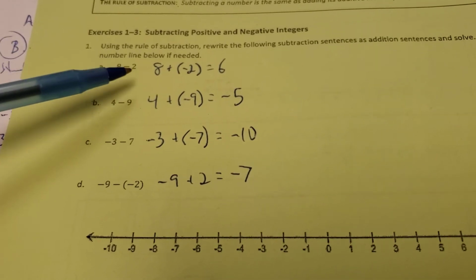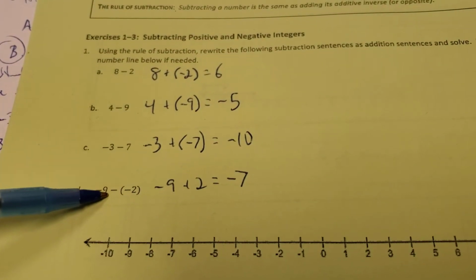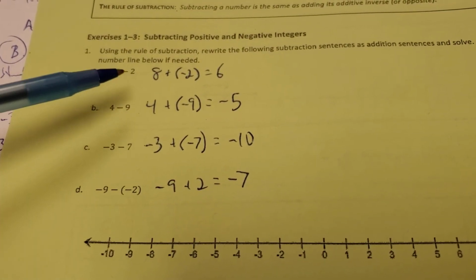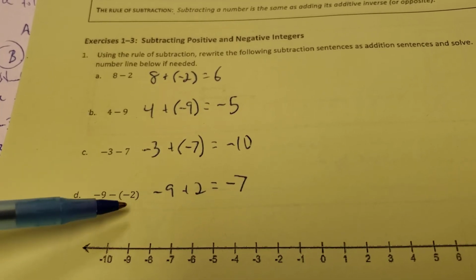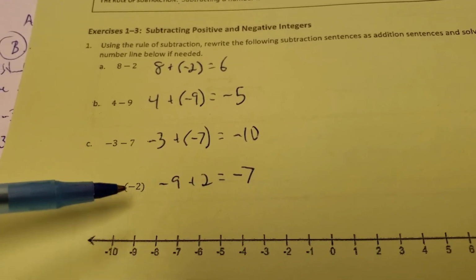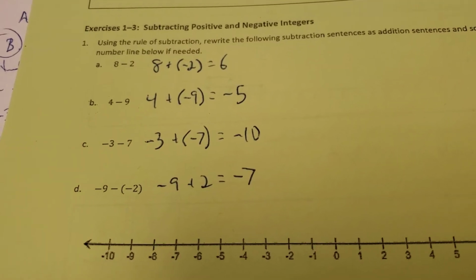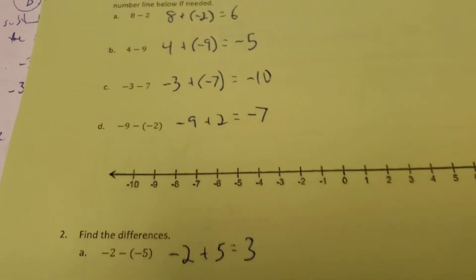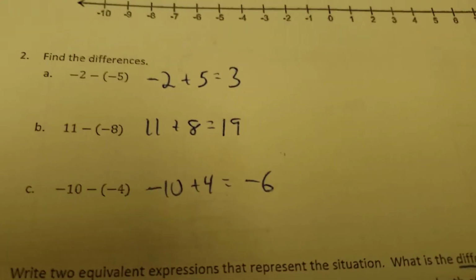So notice how every time I got rid of the subtraction sign, and whatever number came after it, whether it was a 2, a 9, a 7, or a negative 2, I turn it to its opposite. So really, subtraction becomes adding the opposite. That way it's adding, just like we were good at last week.